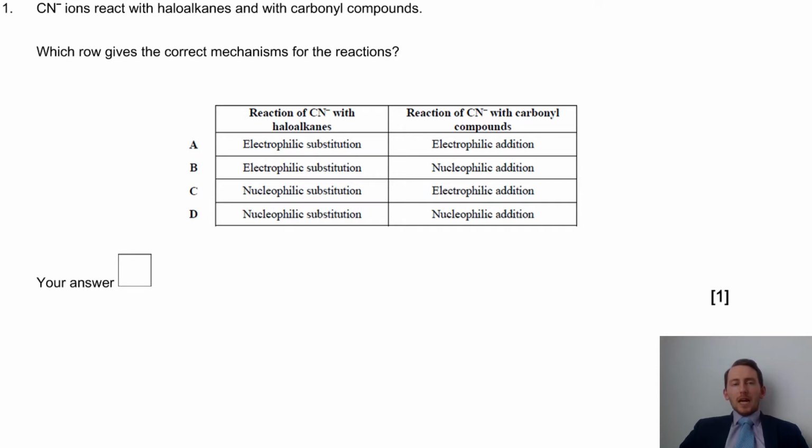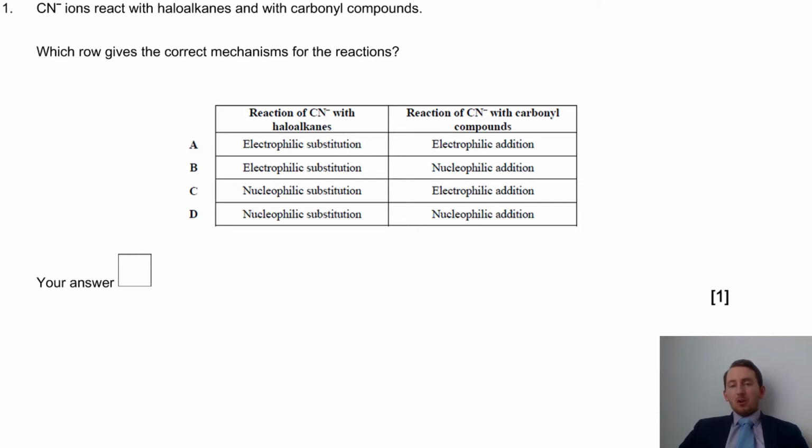First question we have is asking about CN- ions reacting with haloalkanes and with carbonyl compounds. We'll look at each row and see how it's going to react with each and decide which one is correct. Now, CN-, a cyanide ion, is going to act with a haloalkane as a nucleophile, and it's going to be a substitution reaction. It'll kick something out and replace it, essentially. So that leaves us with either C or D. We've already cancelled out A and B, so it's either C or D.